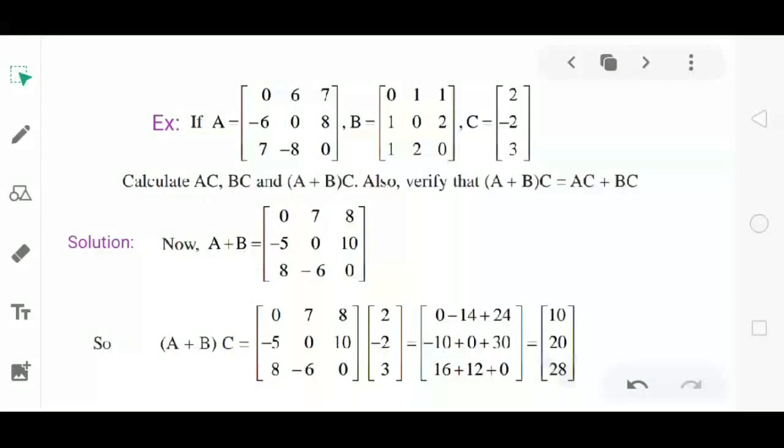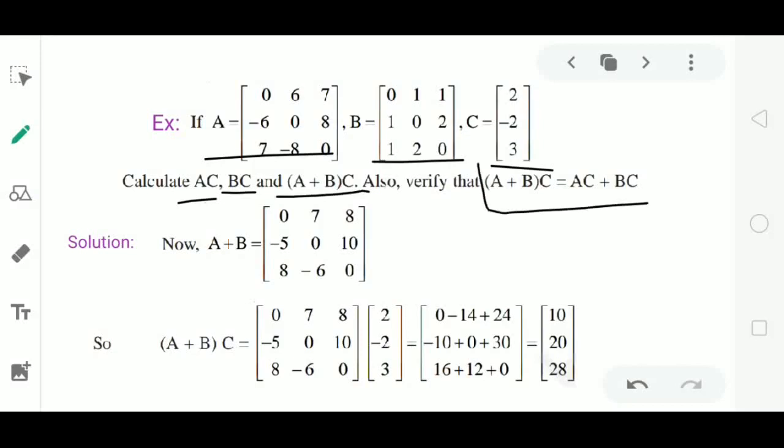We consider three matrices A, B and C. The question is to find AC, BC, A plus B into C, and also to verify the distributive property, that is A plus B into C equals AC plus BC. First let us find A plus B. A plus B is the sum of two matrices A and B, which is obtained by adding the corresponding elements of A and B.